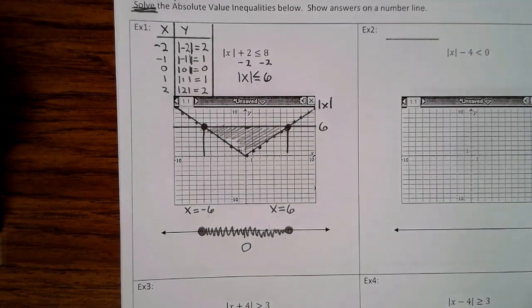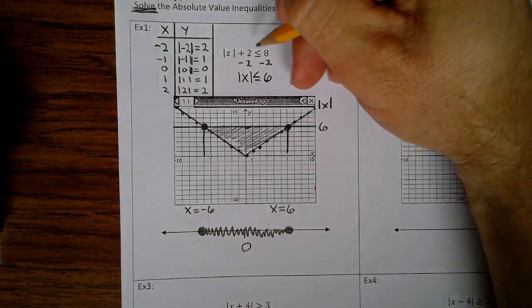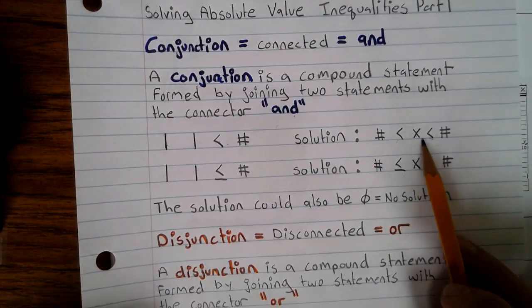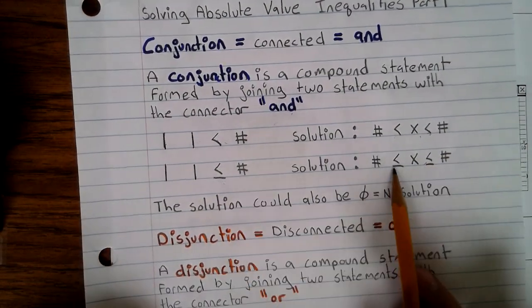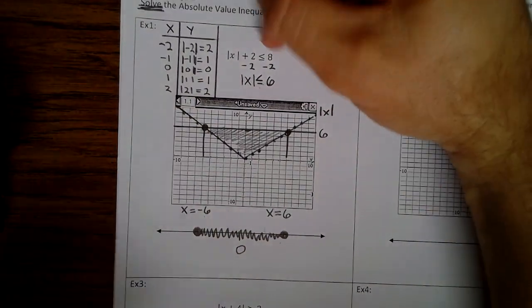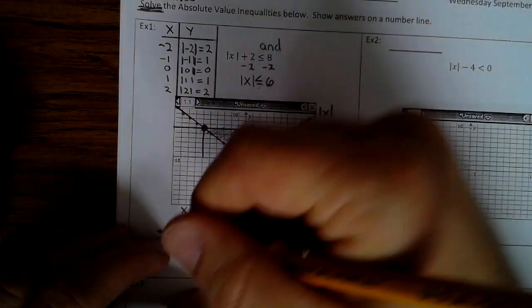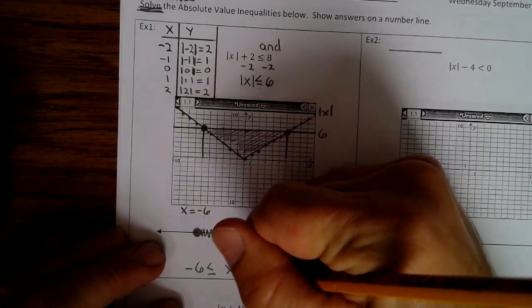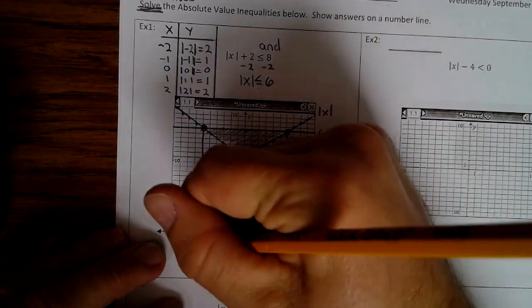Now we know from our notes, if it's less than, then it's an "and" statement, and it's going to be between. So since it's less than or equal to, there's our solution right here. So this is an "and" statement. So we know it's negative 6 is less than or equal to x, which is less than or equal to 6.